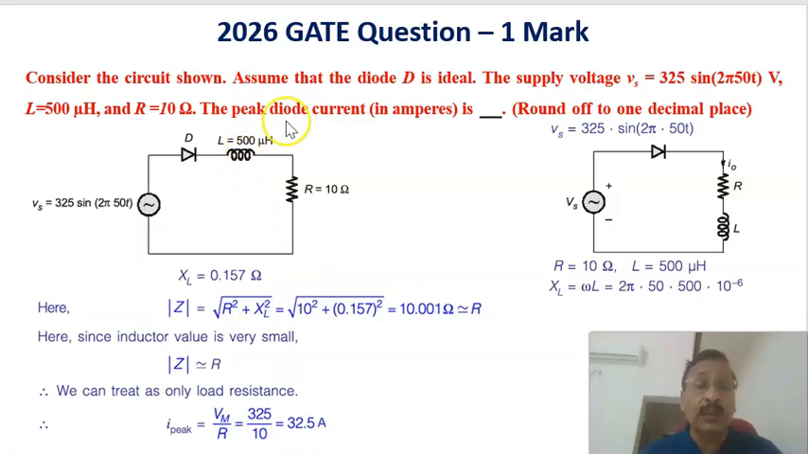Then we can calculate the peak value of the current. The peak value of the current is equal to the peak value of the voltage, which is 325, divided by the impedance, which is the resistance value already calculated, 10. That is equal to 32.5 amperes. So the peak value of the current through the diode is 32.5 amperes.